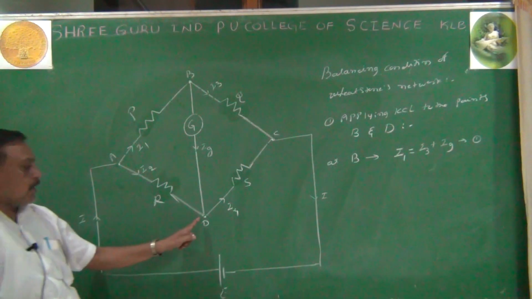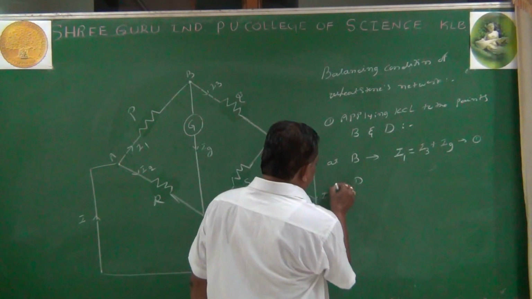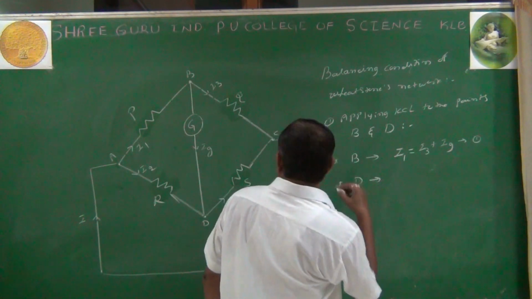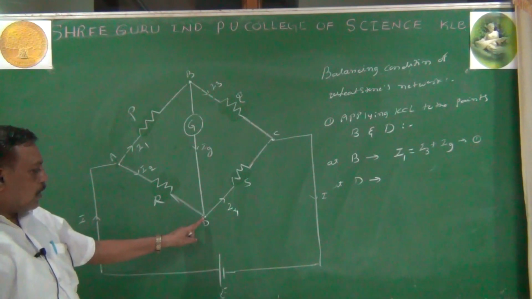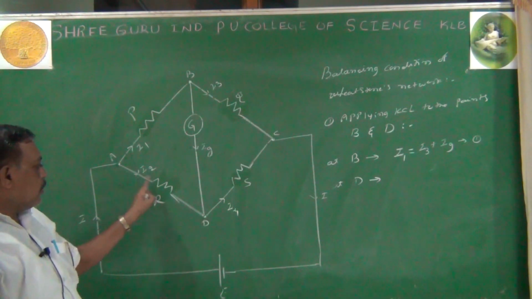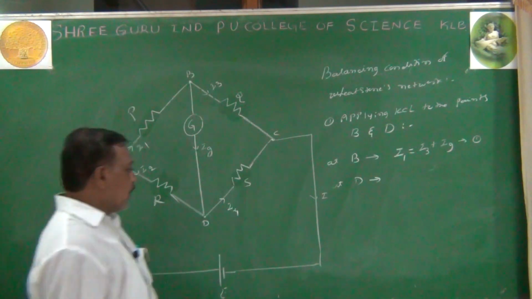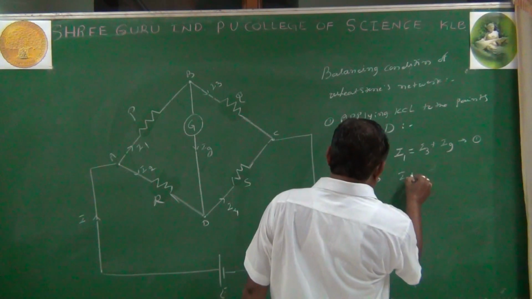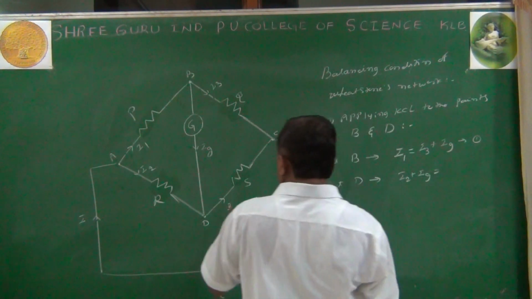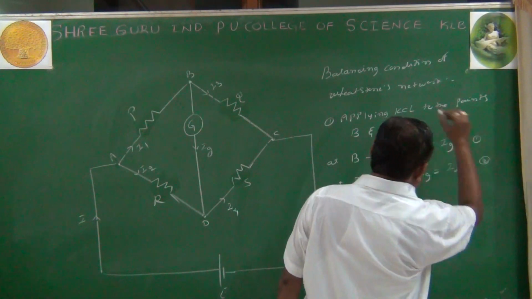Then, what is the second point where the KCL is to be applied? At D. What are the incoming currents to the node or junction D? I2 and IG are the incoming currents. I4 is the outgoing current. Therefore, incoming current I2 plus IG is equal to the outgoing current from D, I4. This is equation number 2.